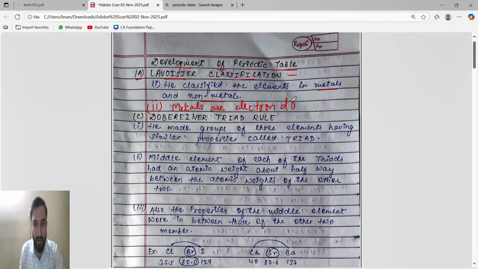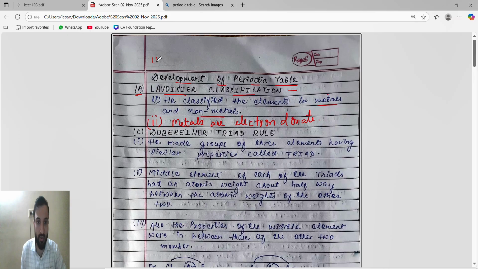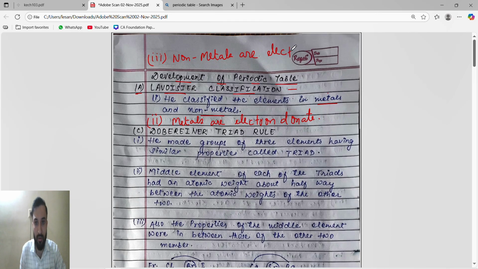Those elements which will donate the electron, that is metal. So metals are electron donors. Then what will happen with non-metals? After this, we will write the second point: metals are electron donors. Then the third point, we will write: non-metals are electron acceptors. Non-metals are electron acceptors. Okay, that's what he said.